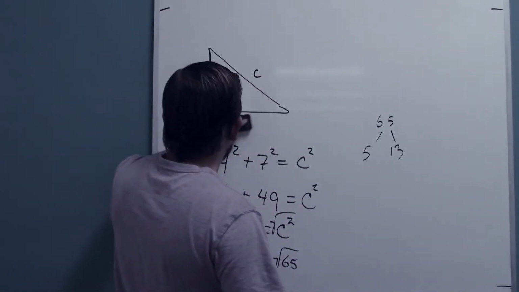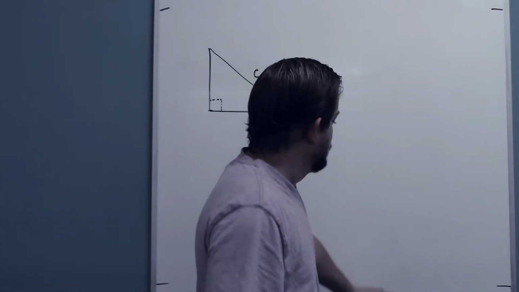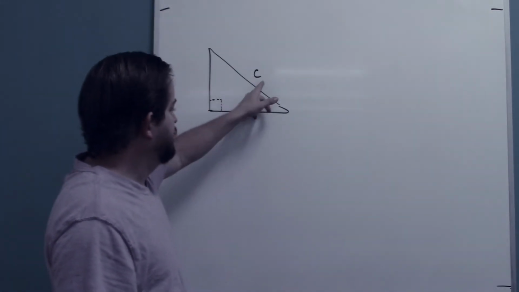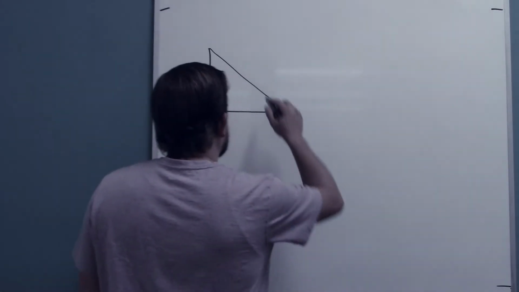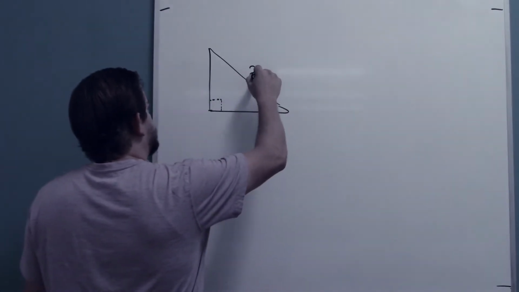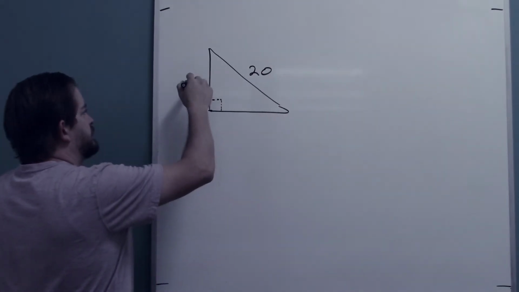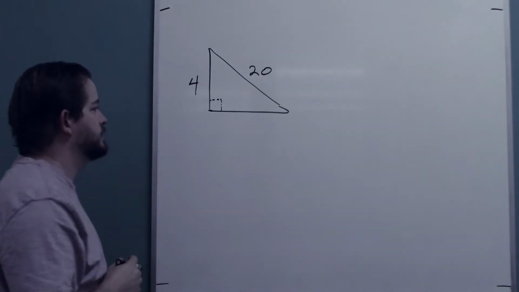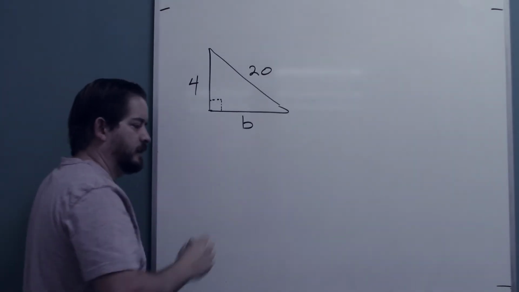All right, let's take a look at a different approach here. The last couple of examples we found c, but what if we knew c? Let's say that c is 20. And I know this leg over here, let's call this maybe 4. Okay. And what I want to find is whatever this leg is, let's call it b.